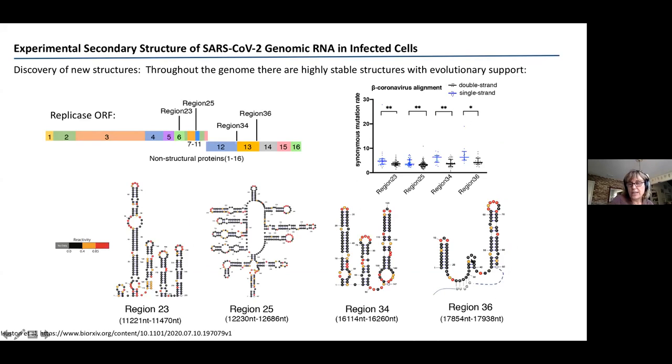Regions 34 and 36 are also highly conserved. One of the reasons we know they're important is that in regions where the structure matters, you're not going to see high levels of synonymous mutations in the double-stranded regions. So if you take, for example, region 34, the nucleotides in the loops are free to mutate, but the nucleotides in the double strands don't mutate, which indicates that they are conserved. And there are other metrics of conservation.